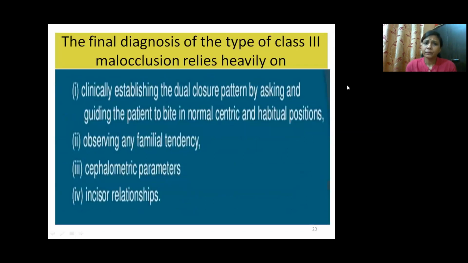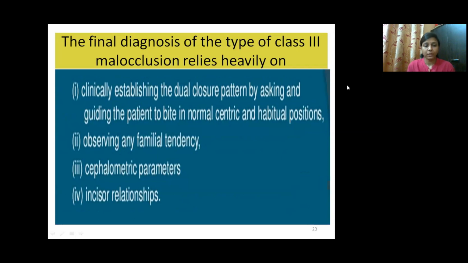So, final diagnosis of the type of class 3 malocclusion relies on clinically establishing the dual closure pattern by asking and guiding the patient to bite in normal centric and habitual positions. If in both situations there is a forward positioning of the mandible and there is a skeletal discrepancy, this is a true class 3. But if there is a CR-CO discrepancy, it is a pseudo class 3 type of malocclusion.